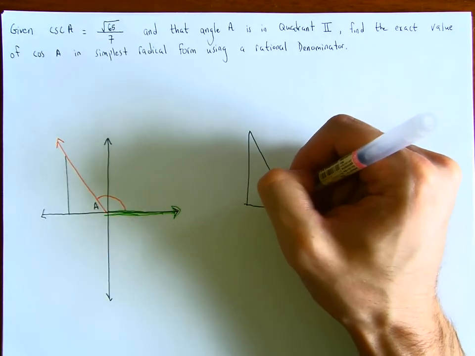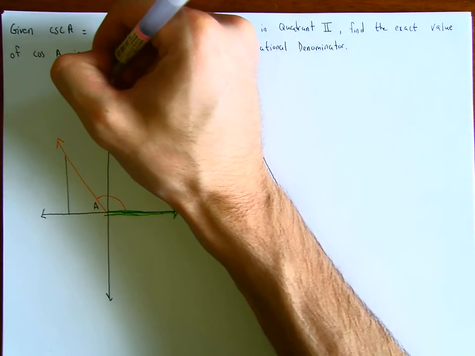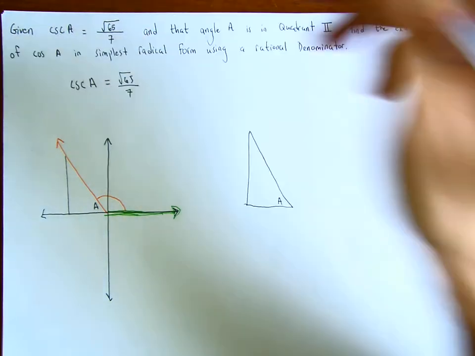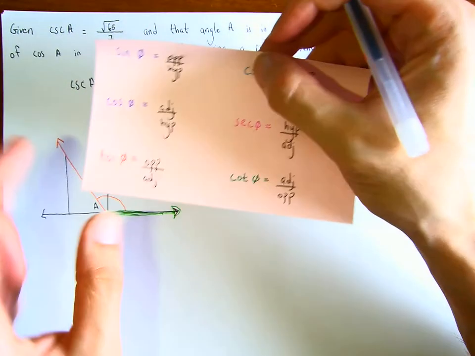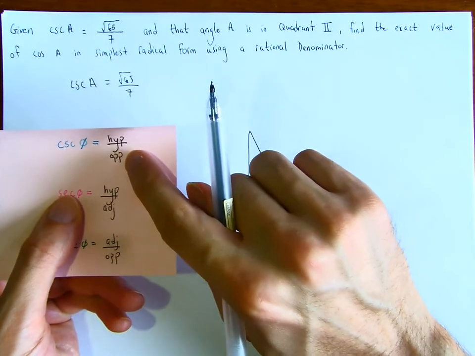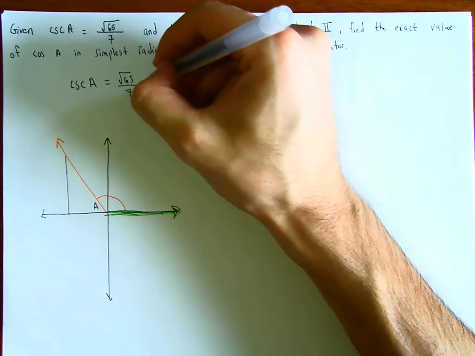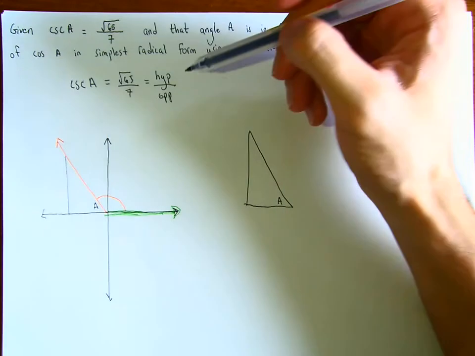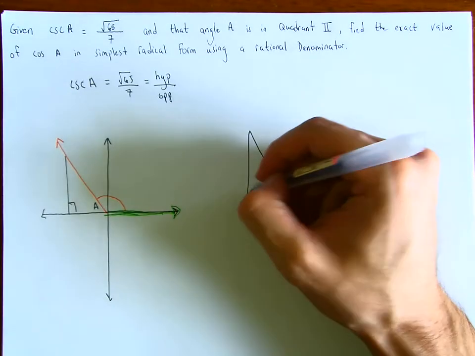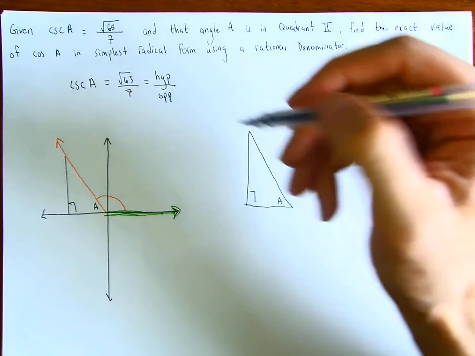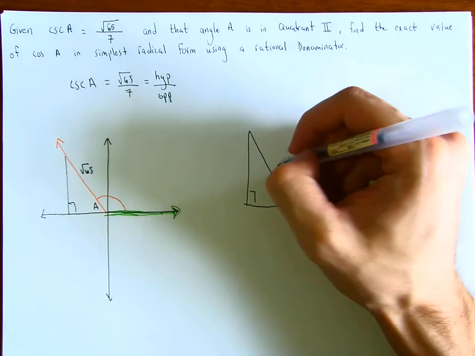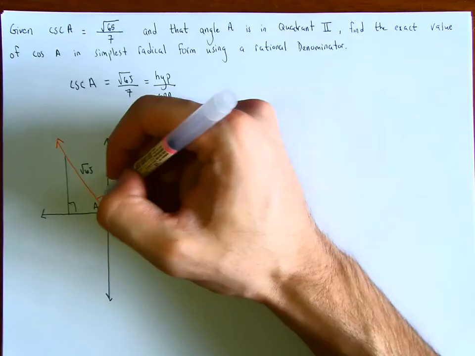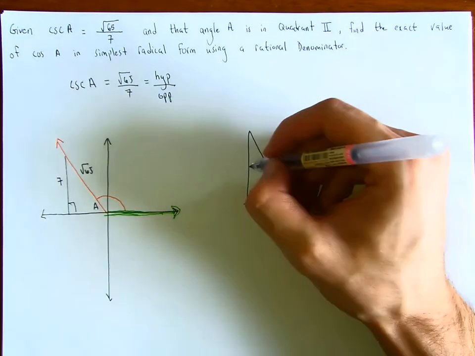This is angle A. So what do we know about cosecant of A? It's square root of 65 over 7. And what do we know about cosecant? Cosecant is hypotenuse over opposite. So notice that this is the hypotenuse and this is the opposite. In this triangle, what is the hypotenuse of A? From here to here is the hypotenuse, so this is square root of 65. And what is opposite to this angle A? This is opposite, so this is 7.